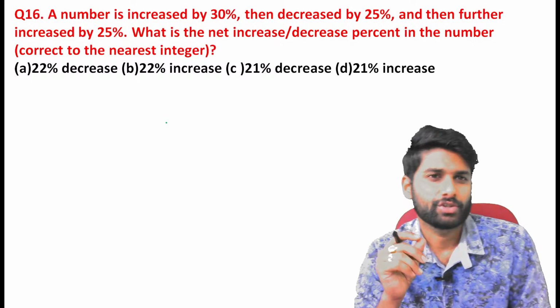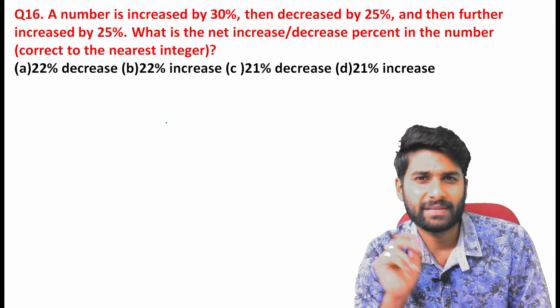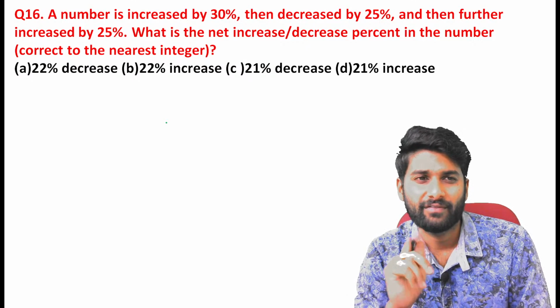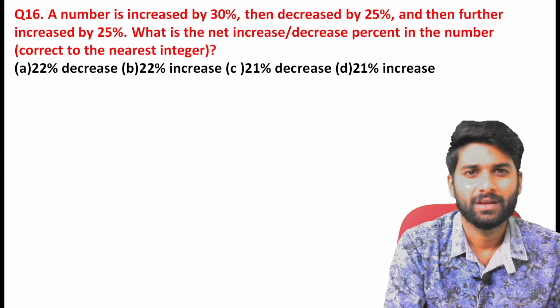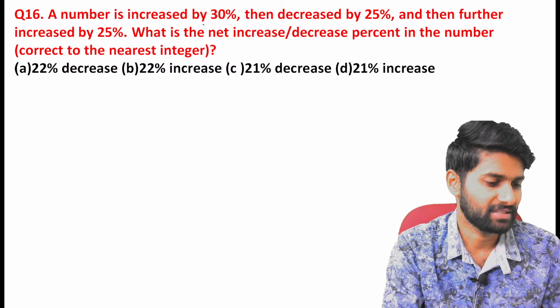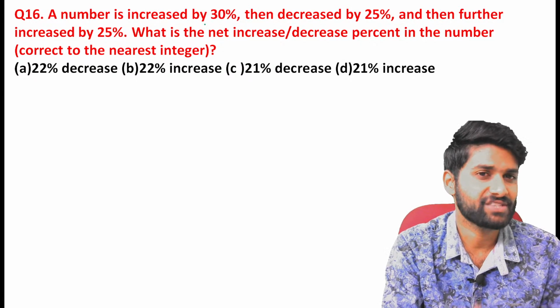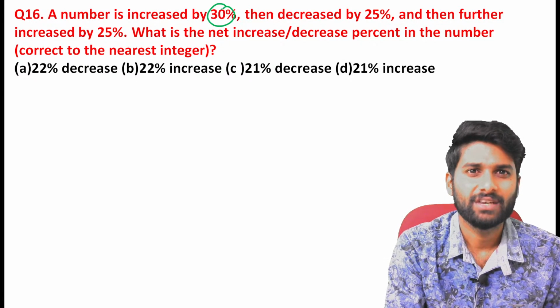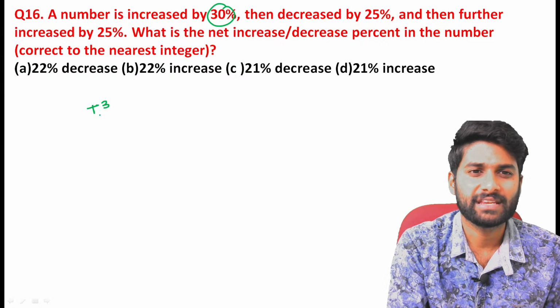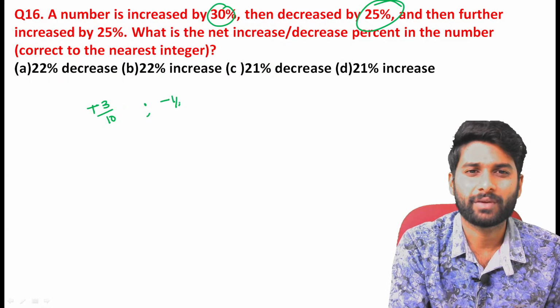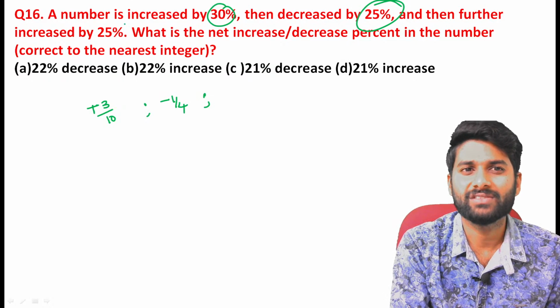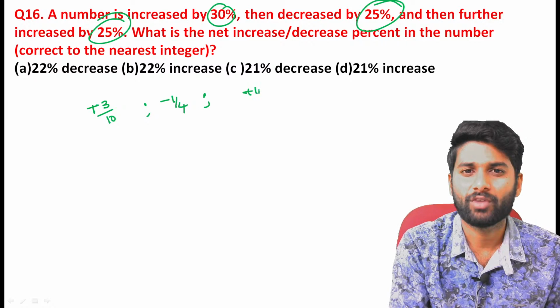Now go through the 16th question. A number is increased by 30, decreased by 25, further increased by 25. What is the net value? Now, guys, see, I just go through the calculation number 3. I already mentioned 3 different calculations for successive changes. First value increases by 30, means 3 by 10. Second value decreases by 25, minus 1 by 4. And the third value increases by 25, the value becomes 1 by 4.